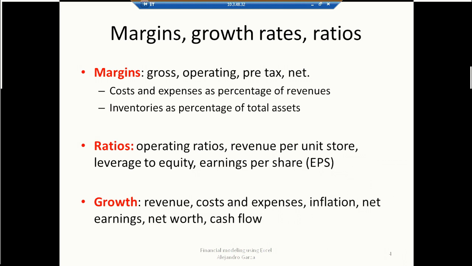So the first thing we need to cover, the basics that we will always be looking at when doing financial models and analyzing companies.